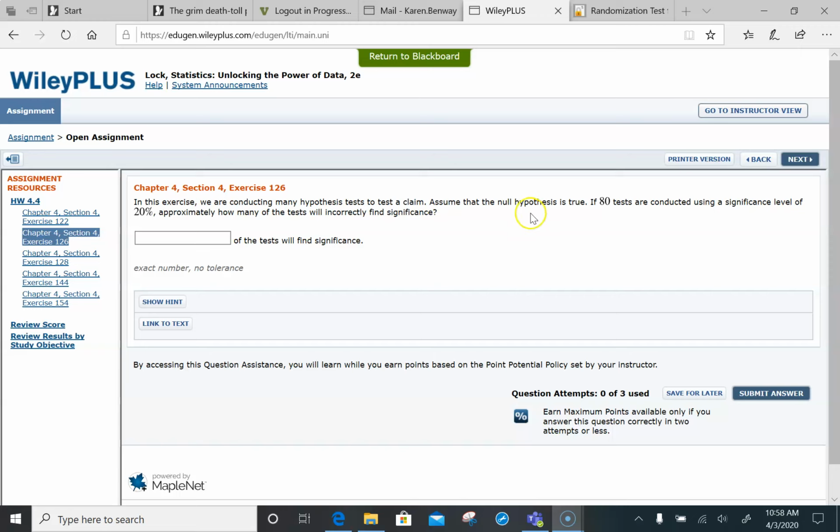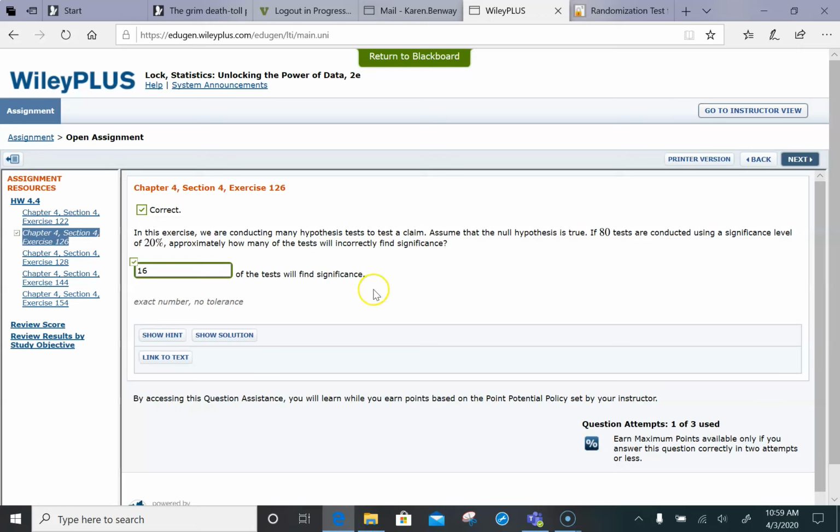So 20% of 80 is 1/5 of 80. So I'd take 80 and I'd multiply it by 0.2 or divide it by 5. And it would give me 16. Right? So this is something I talked about in class, that whatever the alpha level is, we expect that percentage of tests to come out statistically significant, even if in reality the null hypothesis is true each time.